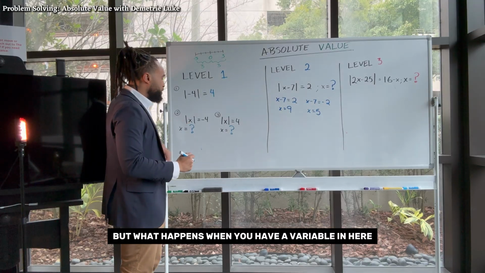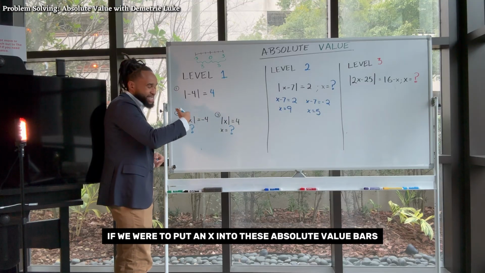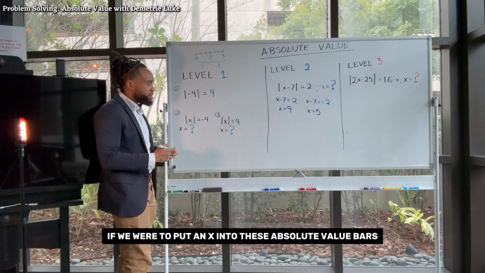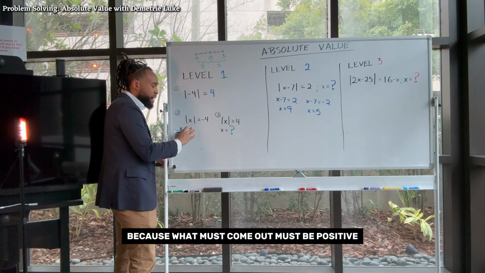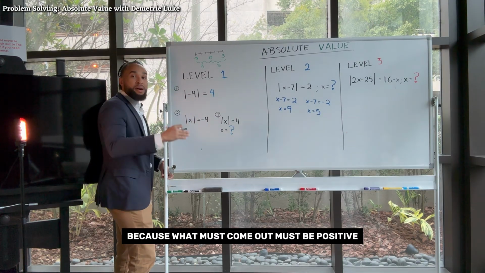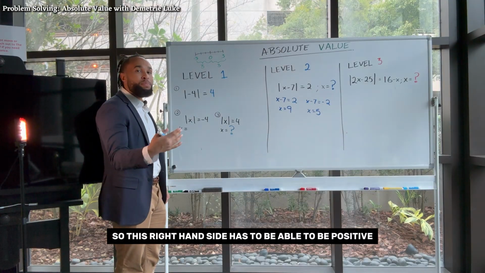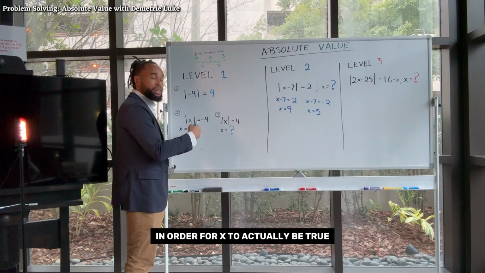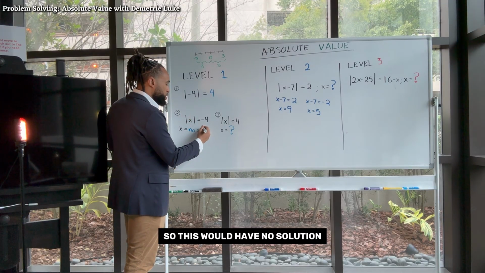But what happens when you have a variable in here? As we've mentioned, if we were to put in x into these absolute value bars, it could not equal -4 because what must come out must be positive. So this right-hand side has to be able to be positive in order for x to actually be true. So this would have no solution.